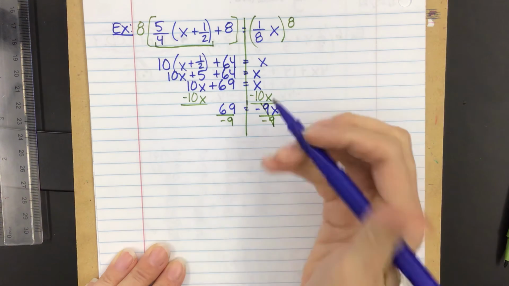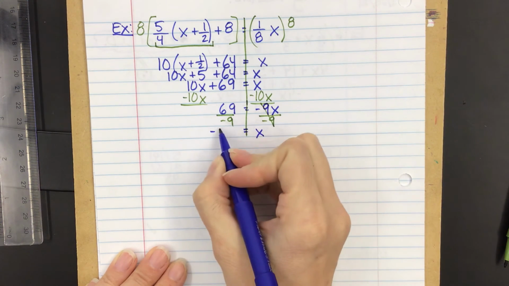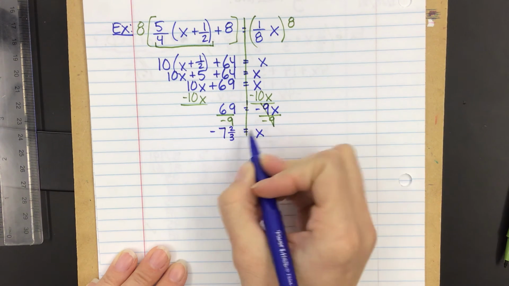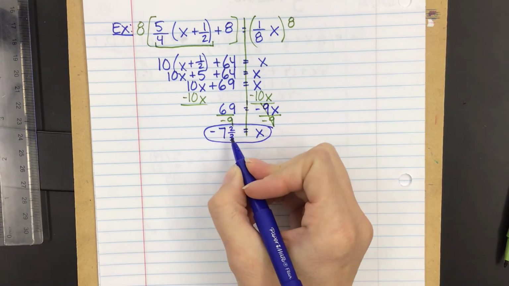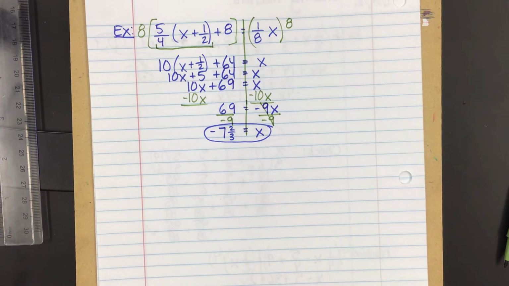And I get this fraction. I'm going to turn it into a mixed number. So this is going to be negative 7 and 2/3. Okay. And really it'll be negative 7 and 6/9, but I just simplified it real quick.